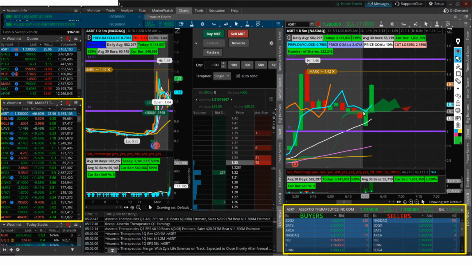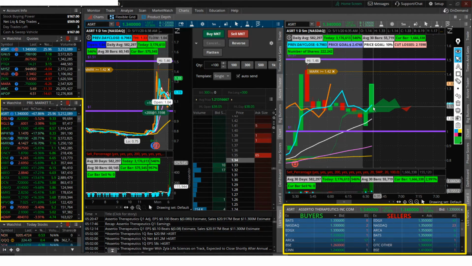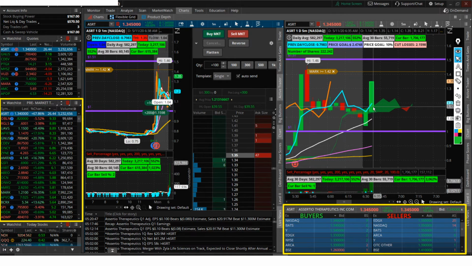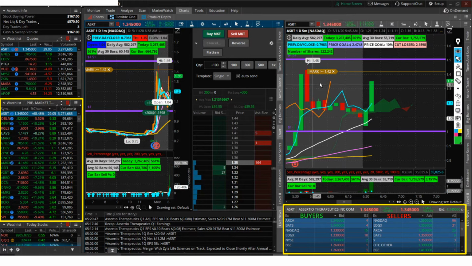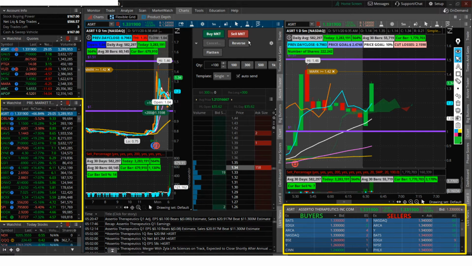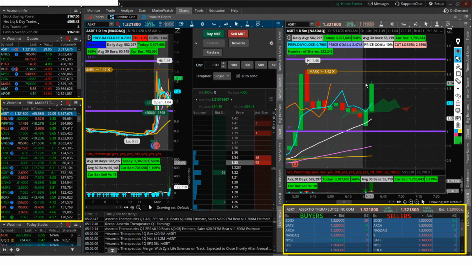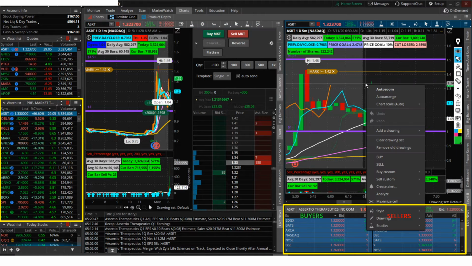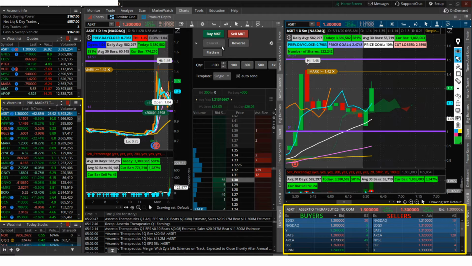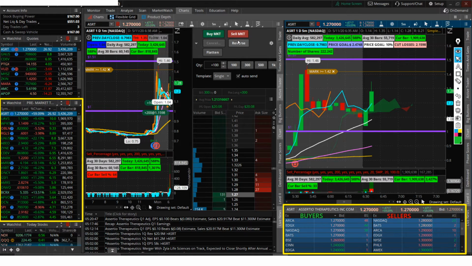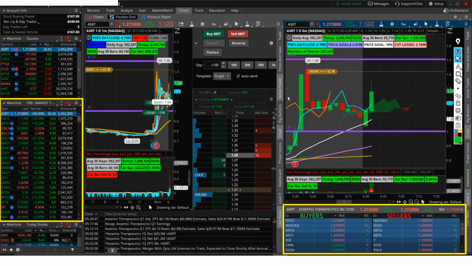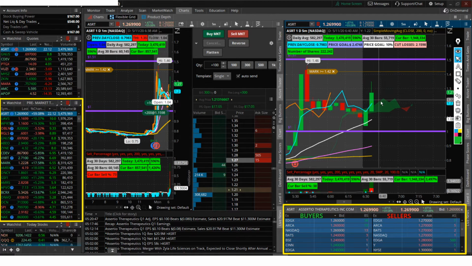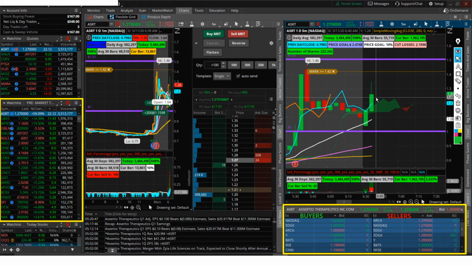So my daily average is 121, and then to get my goal at 10%, I need to hit $1.33, which there it goes. So I'm gonna set an alert over here. Dollar. So now it's selling off.